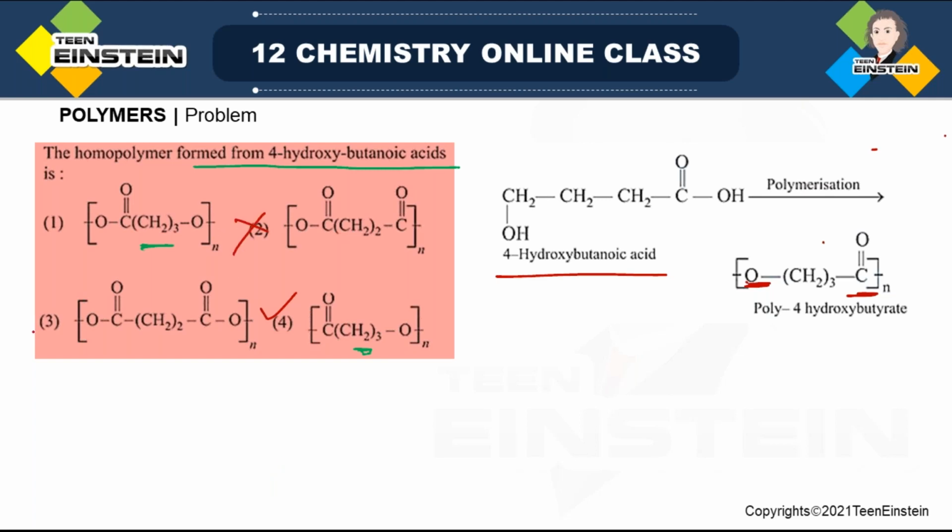And these two you can cancel easily because here we have 2 CH2, which is not correct. We have total 3 CH2. Okay, and option 1 is not correct because in one side there is COO, but that is not repeating. CO is only repeating. Fine. Option 4 correct.